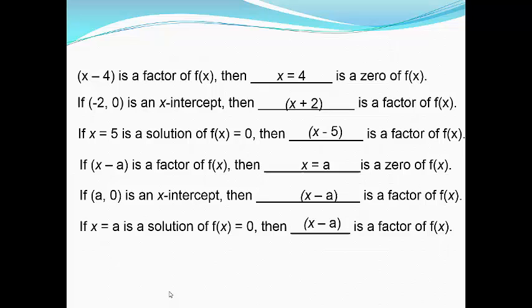So that is a review on factoring. We were able to do trinomials and binomials and grouping, and then eventually worked on solving them to find the x-intercepts and our zeros. So I believe that is all.